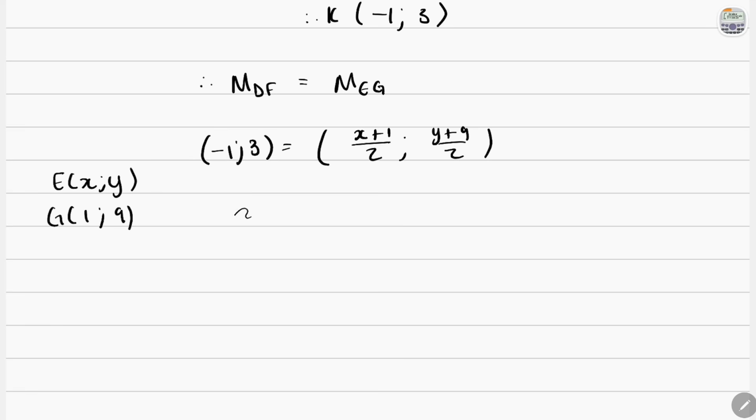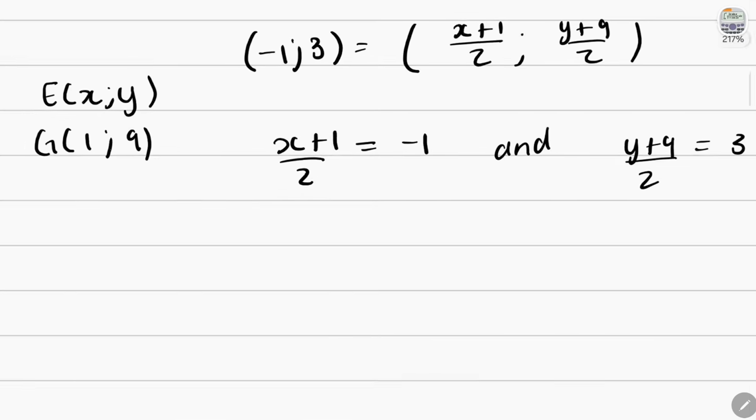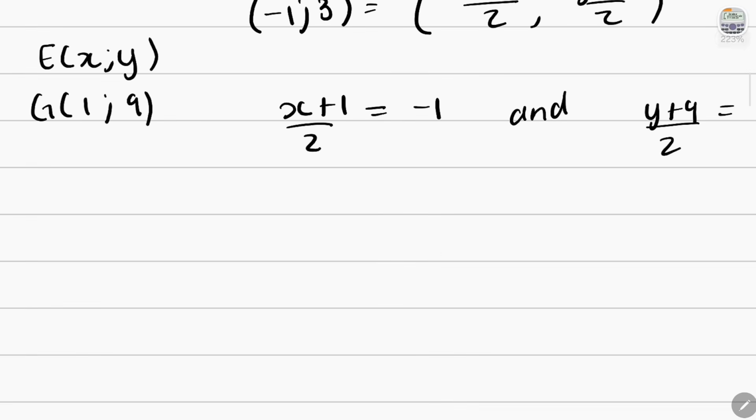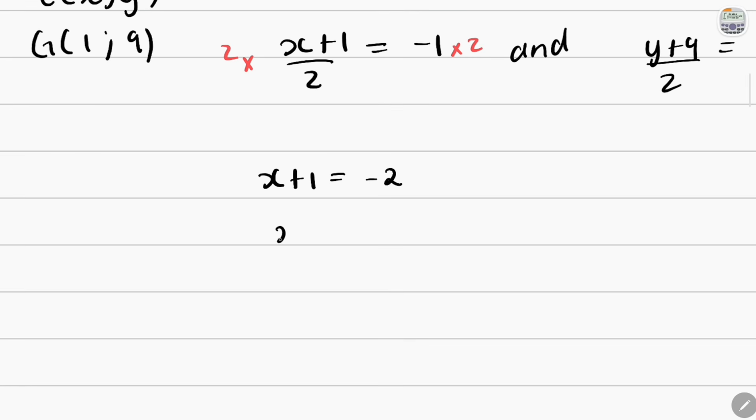So this means that this x value of x plus 1 over 2 is actually equal to this x value of negative 1. And this y value of y plus 9 over 2 is actually equal to the y value of 3. And so now we can solve. You can put this over 1 to create a fraction and then cross multiply. Or you could just see that 2 is in the denominator here, and we can multiply both sides by 2 to get it out of there. Now we have x plus 1 is equal to negative 2. And then transpose the 1. So x is equal to negative 3.